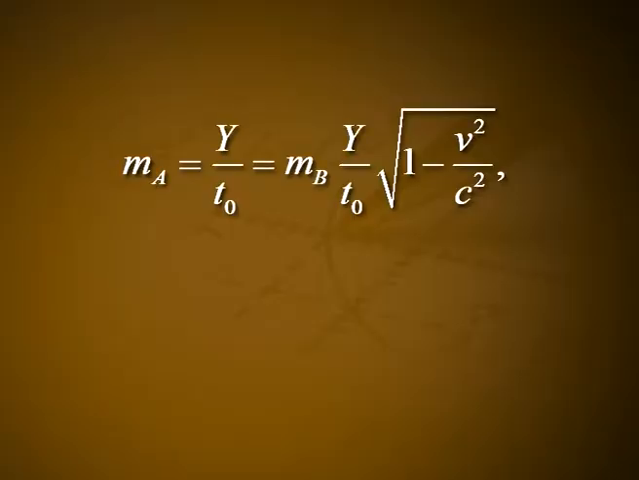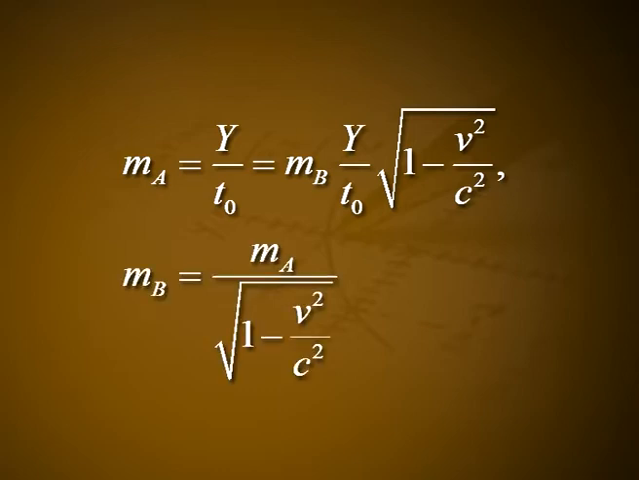Substituting the values of va and vb in equation 3, we get ma is equal to y divided by t naught, which is equal to mb into y divided by t naught into square root of 1 minus v square by c square. mb is equal to ma divided by square root of 1 minus v square by c square.